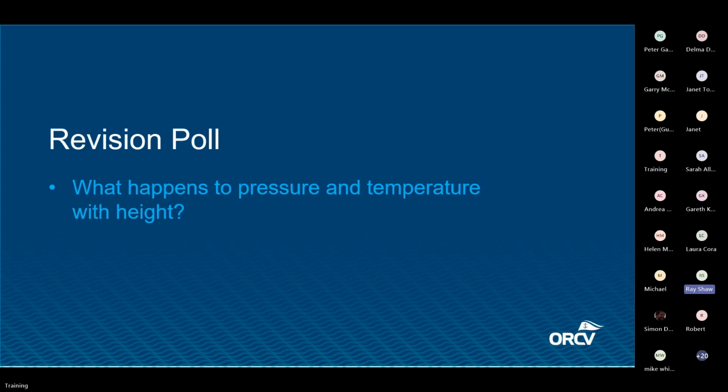What happens to pressure and temperature with height? The answer is pressure decreases and temperature decreases with height, at least in the part of the atmosphere that we care about, the troposphere. So C is the correct answer.